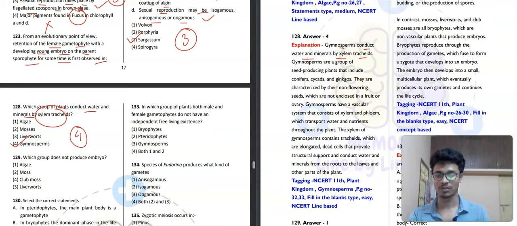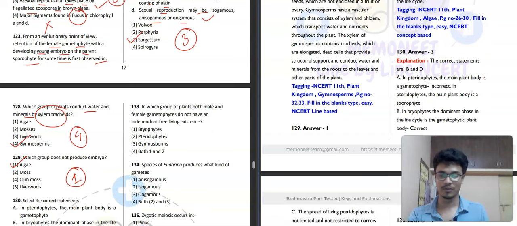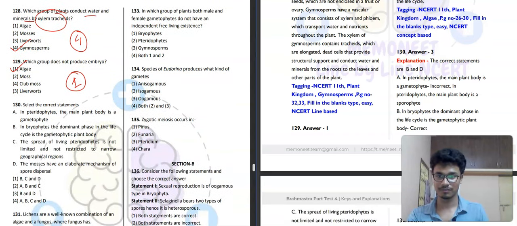Now moving towards the next question, that is: which group does not produce embryo? Algae, moss, club moss or liverworts. We all know that algae doesn't produce any embryo. So the first option here will be our correct answer for this question. Moving towards the next question, you can read the explanation. Moving towards the next question, 130.